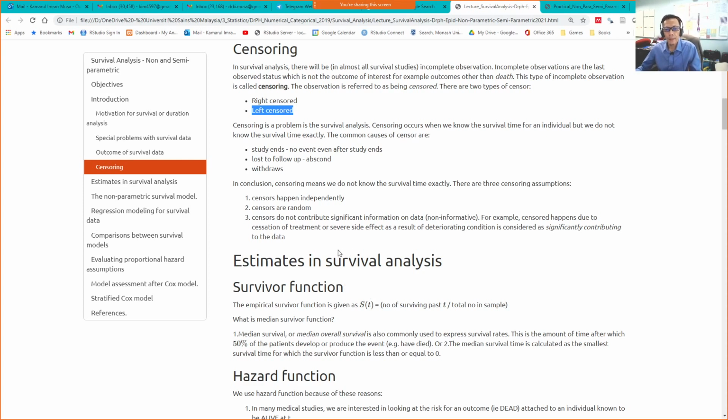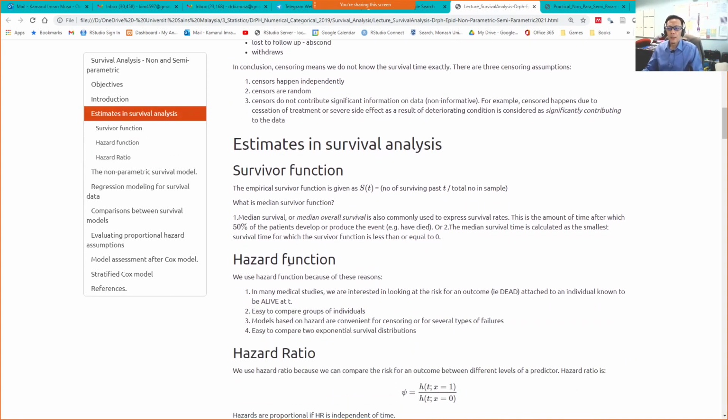Okay. So we have to fulfill all these assumptions before we do the typical Kaplan-Meier or Cox proportional hazard regression. What do we estimate in survival analysis? First, we estimate the survival function, and second, the hazard function. And from the hazard function, we can estimate the hazard ratio, or we can convert the hazard function to a hazard ratio.